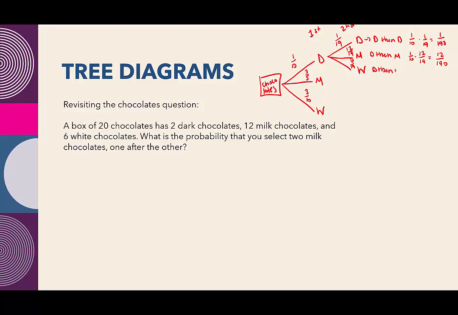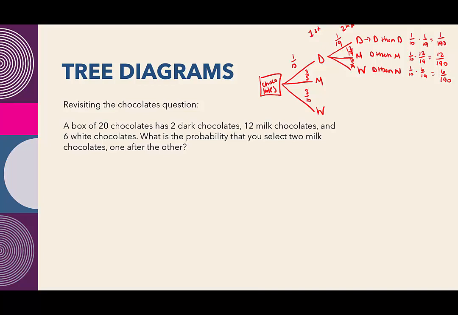This would be 1 out of 10 times 6 out of 19, which would be 6 out of 190. Now we do the same thing with the milk chocolate. I know I'm doing more than the question asked me to do. I'm just wanting to show how this tree diagram works.